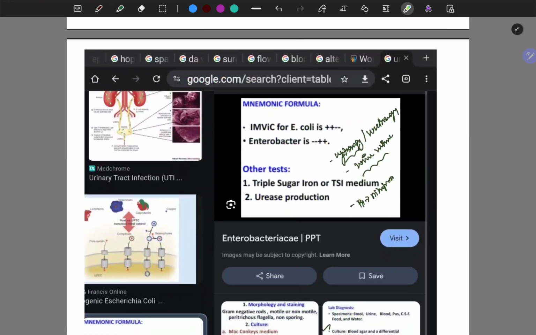First, I want you to remember that some images are taken from Google. I want to compile everything and give it to you.